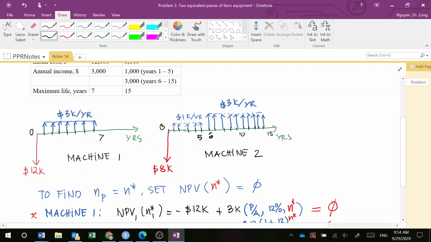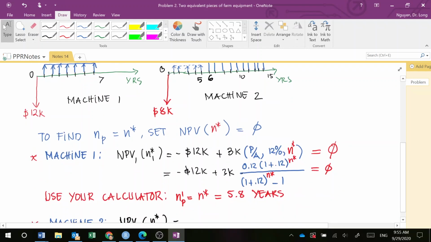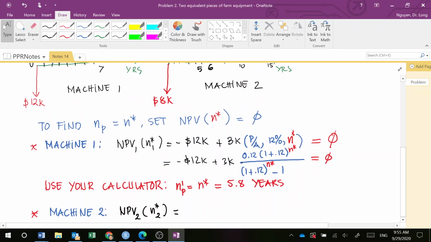So 5 years here, 6 years there. If it's 6, without considering time value of money, you have the first 5 years, 5,000, and year 6 is 3,000, so 8,000. Bringing that to time 0, it is less than 8,000. So the payback period has to be after year 6 for machine 2.